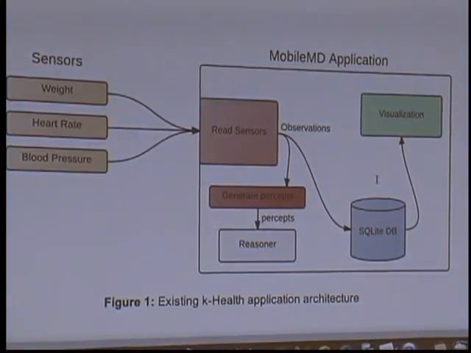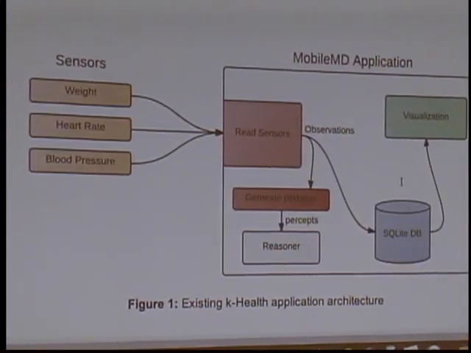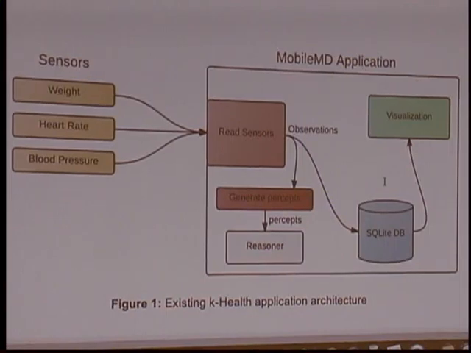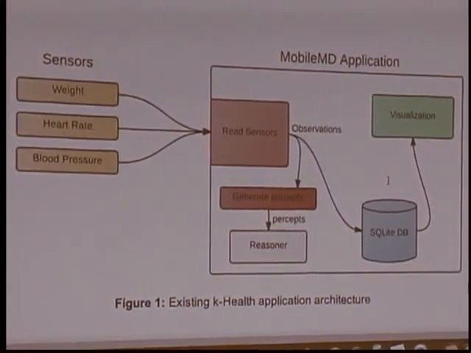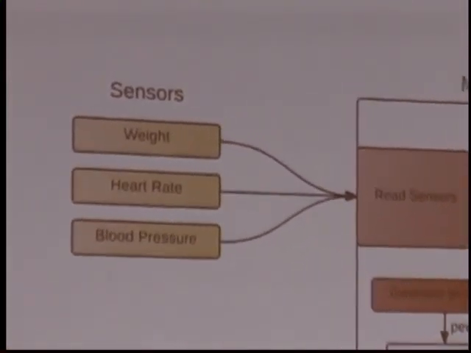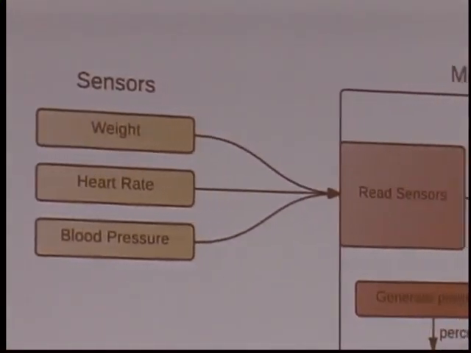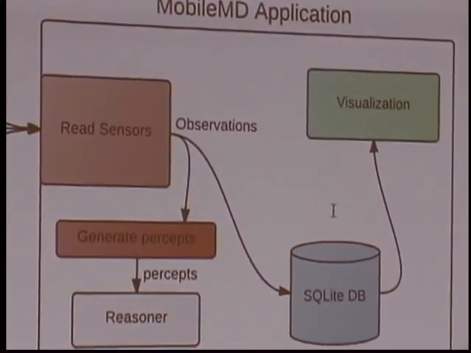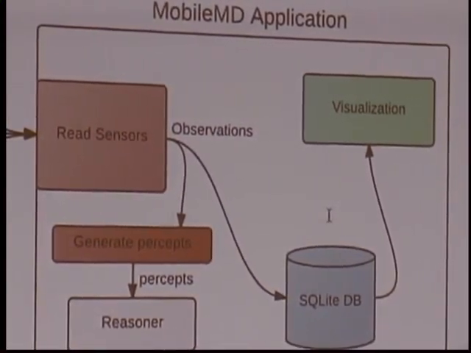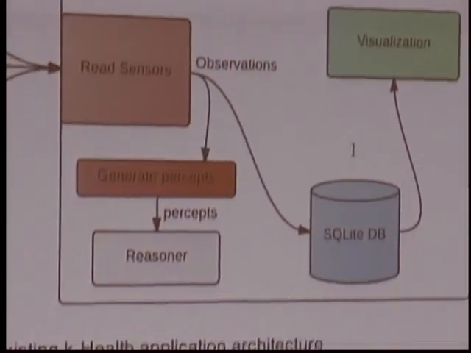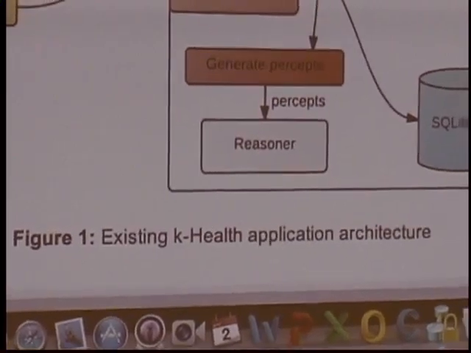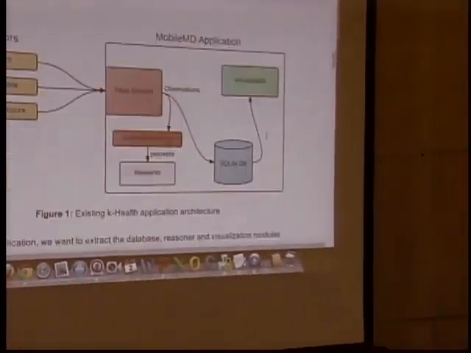This is the existing K-Health application. It is simple, and they store data in SQLite, not really in a repository. They store data in the mobile application, and they didn't really use ontology and annotation. The novelty of our work is not only converting this architecture to a uniform open in-house architecture, but also, as I said, adding the semantic touch.